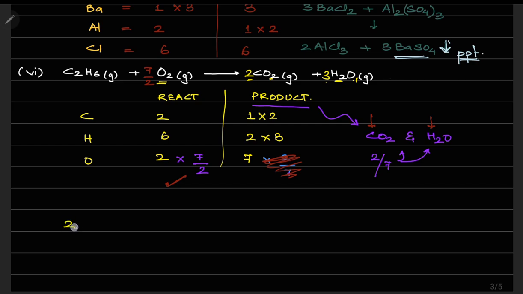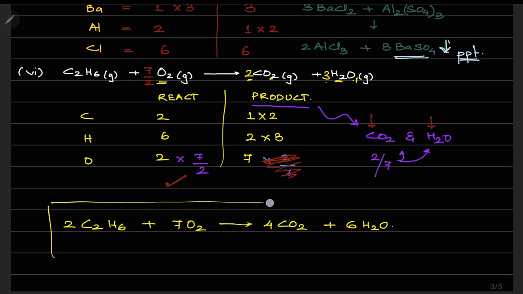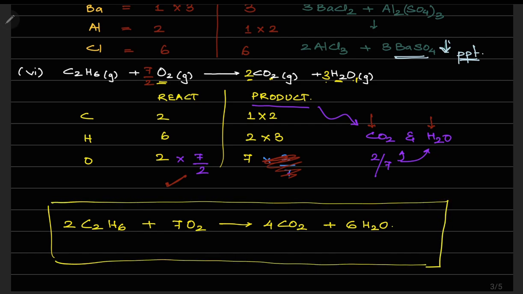My final equation becomes 2C₂H₆ plus 7 by 2 into 2, that is 7O2, gives 2 2s, that is 4, so gives 4CO2 plus 3 2s is 6, plus 6H₂O. So this becomes my final equation, and this would be the final balanced equation that I would be looking forward to.